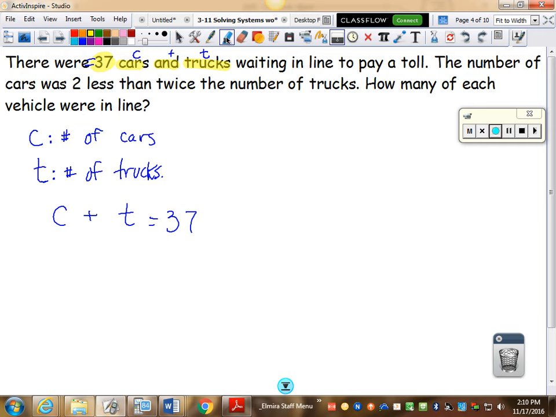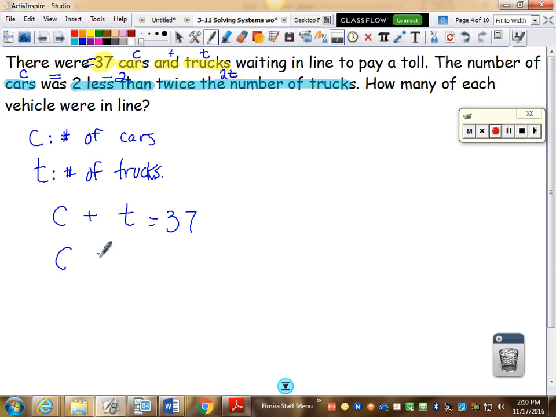Then it says that the number of cars, let's use a different color, C is equal to, or was, 2 less than. So that means we're subtracting 2. Less than means subtract off 2. Twice the number of trucks. So 2t. Now here's where it gets a little tricky.